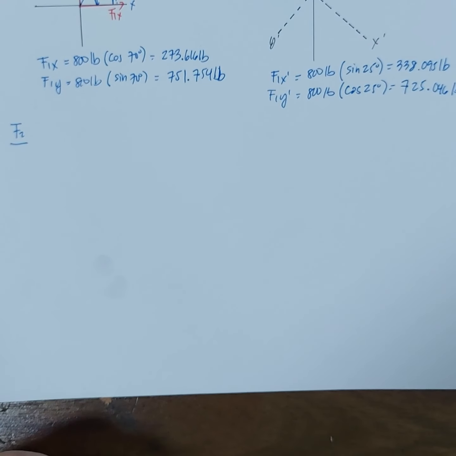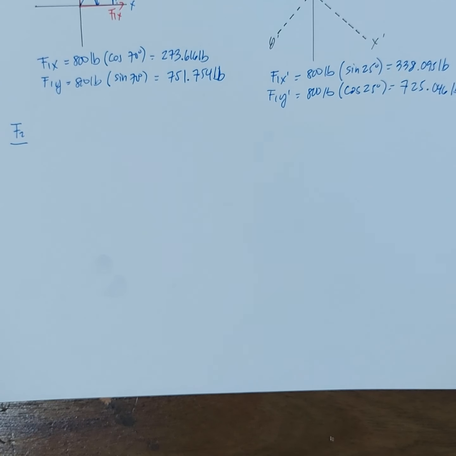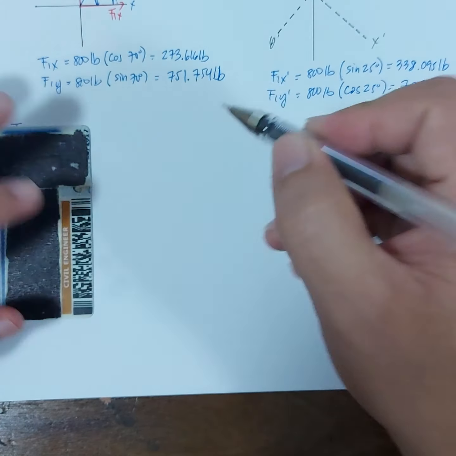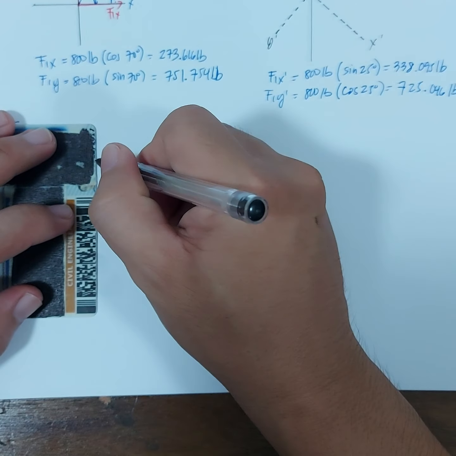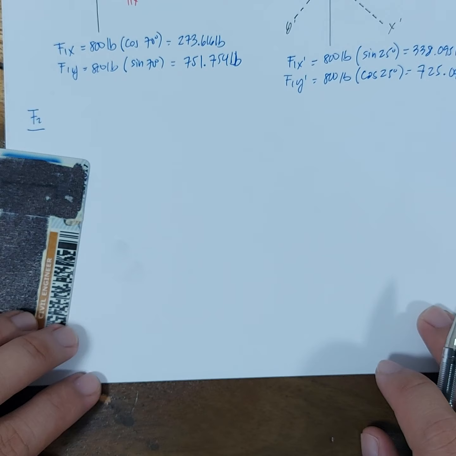F2 naman ang i-resolve natin sa x and y components. So for F2, let's try again to draw the Cartesian plane. Hope that is visible dun sa camera natin.